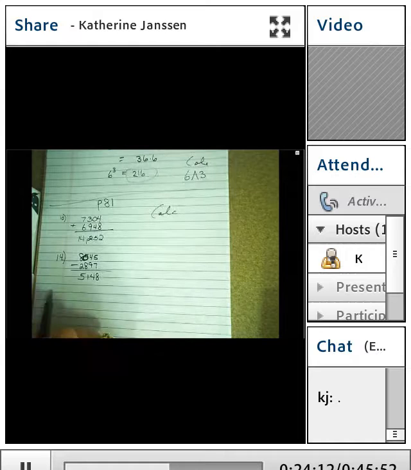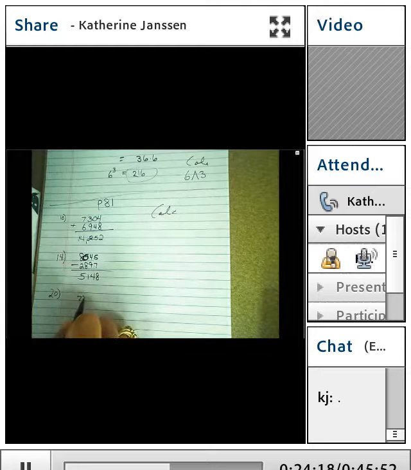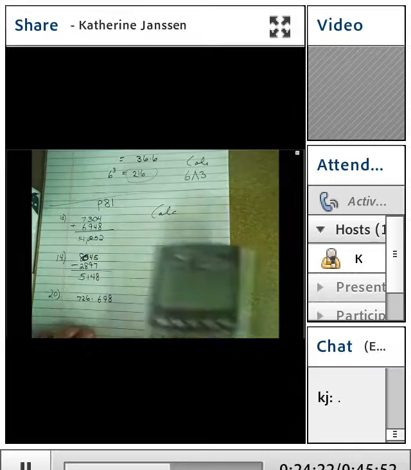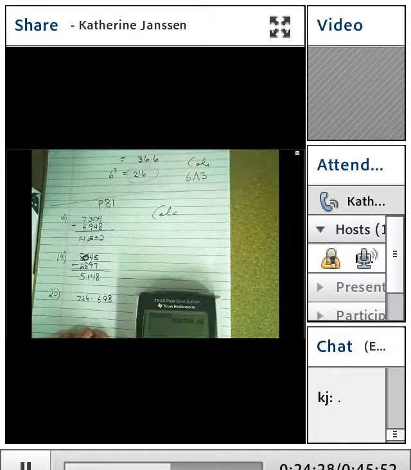Number 20 on page 81. 726 times 698. What's your calculator say? 726 times 698 is 506,748.